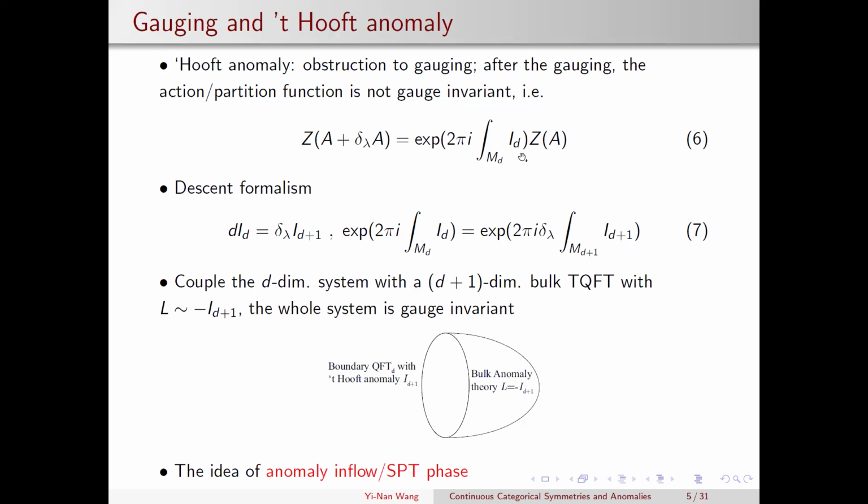And in many cases, this phase factor can be cancelled if you couple your d-dimensional system, the boundary system, to a one-dimension-higher bulk TQFT. With a properly chosen Lagrangian topological action for the bulk TQFT, the whole system can be gauge invariant. This is called the descent formalism or anomaly inflow in the high energy community, and is also known as SPT phase in the condensed matter literature.